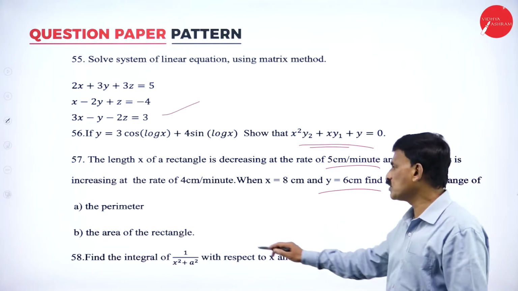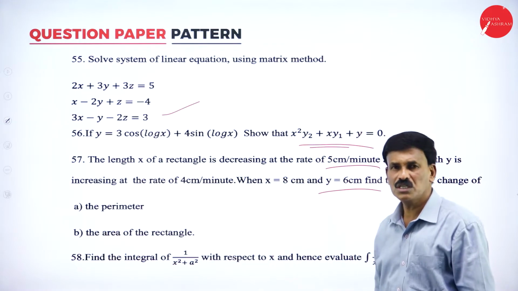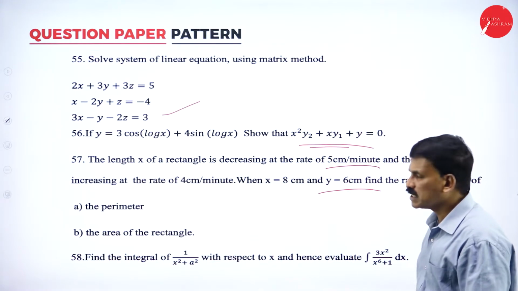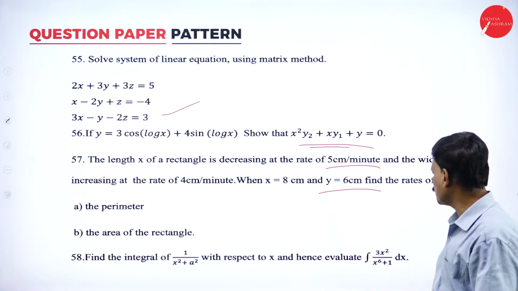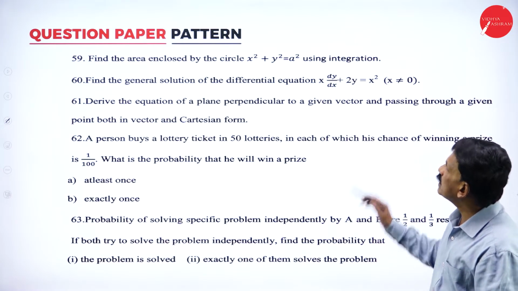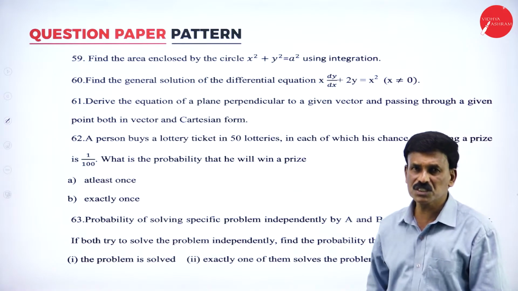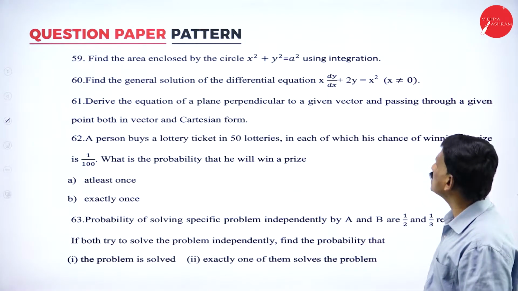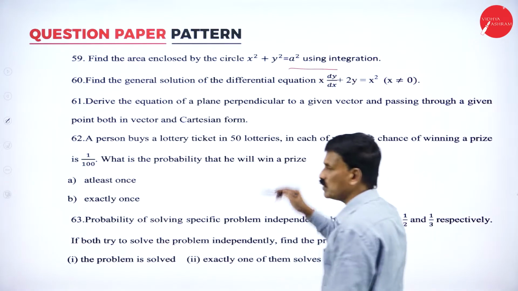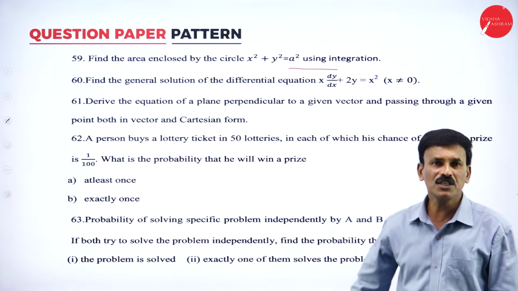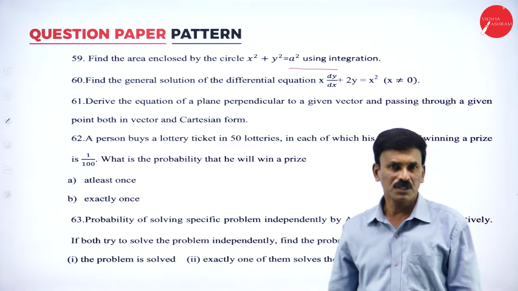You may expect one question, question 58, from some important integrals. There are 6-7 important integrals, and from those you can expect one question. Next, application of integrals. The 59th question is from application of integrals, that is finding the area of a given curve. Usually we may expect a question like finding the area of a circle or an ellipse.